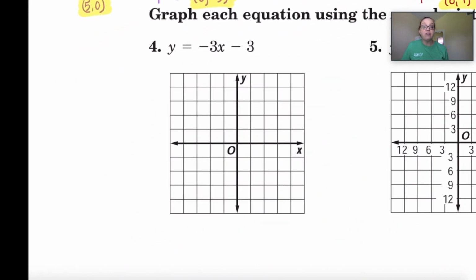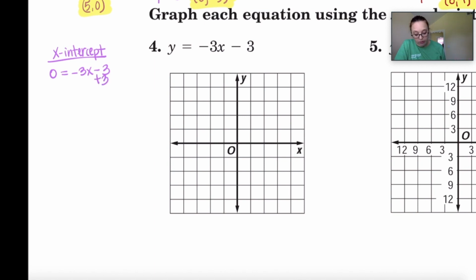So first I have to do the same steps that I did above, and I have to find the x and the y-intercepts. So I'm going to first find my x-intercept, and it really doesn't matter which one you find first. It makes no difference. But know that when I'm finding the x-intercept, I'm putting a 0 in place of y. So 0 equals negative 3x minus 3. Now it's just an equation that I can solve and find the value of x.